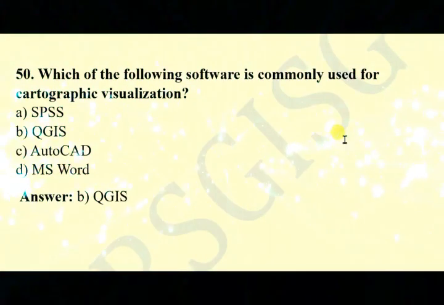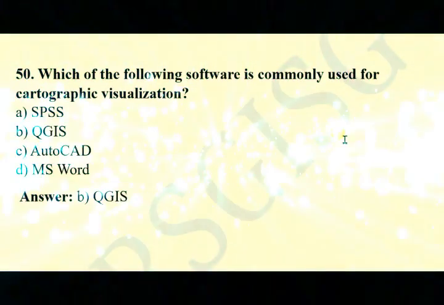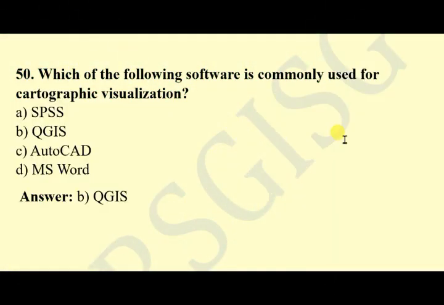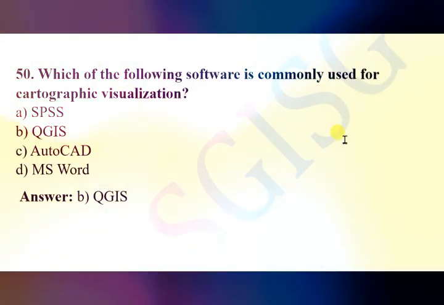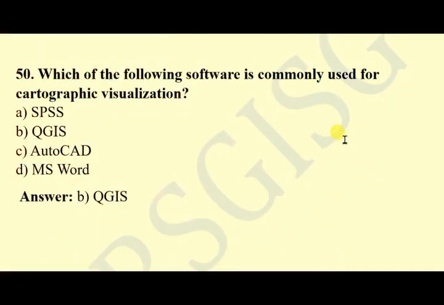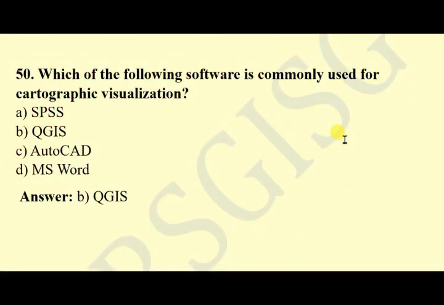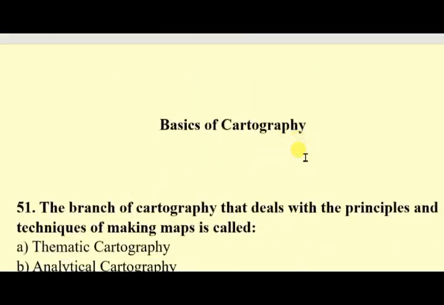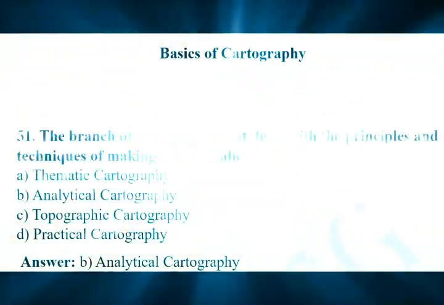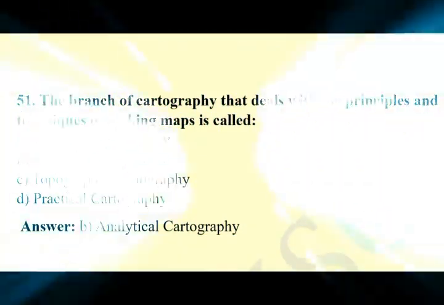Question number 50. Which of the following software is commonly used for cartographic visualization? SPSS, QGIS, AutoCAD, MS Word. Here the right answer will be QGIS, which is commonly used for cartographic visualization. The first question in the category Basics of Cartography.